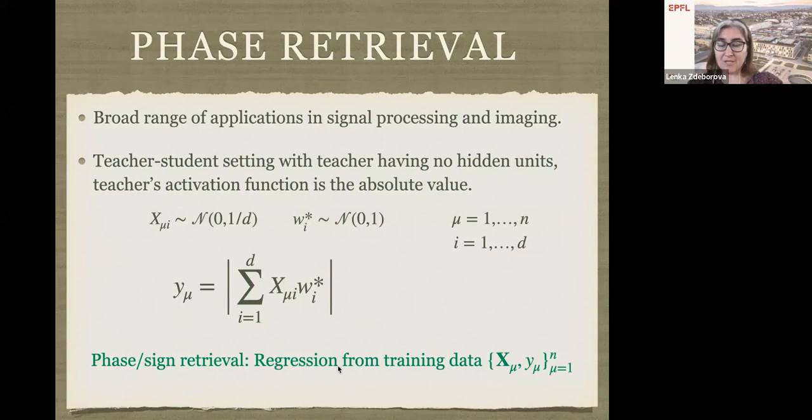We look at the regression from the training data. We want to again be able to generalize well, so predict the labels for new inputs. In phase retrieval, we rather go after reconstruction of this W star. So it depends whether we are looking at it as an inference problem or a learning problem. Both are interesting and relevant.